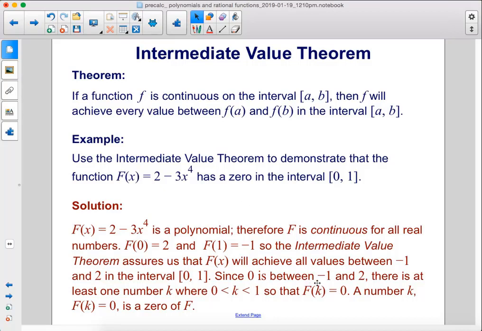Since 0 is between negative 1 and 2, there is at least one number k where k is greater than 0 and less than 1, so that f of k equals 0. A number k, where f of k equals 0, is a 0 of f.